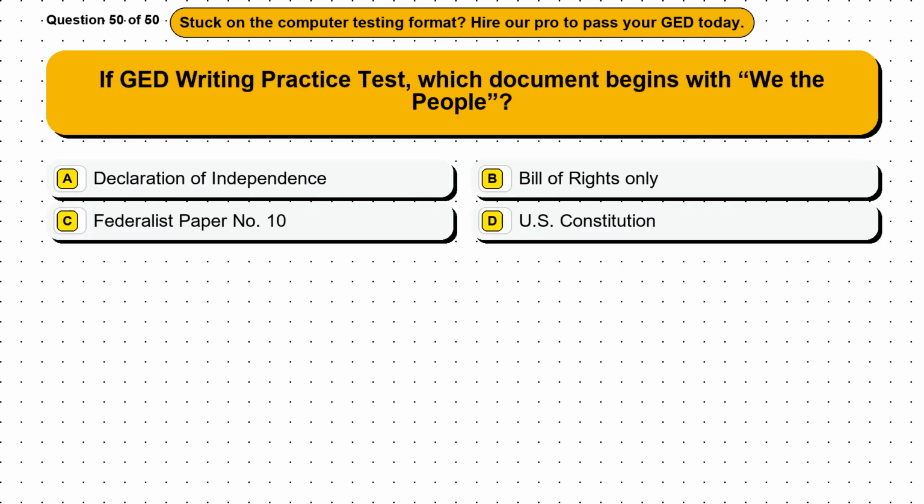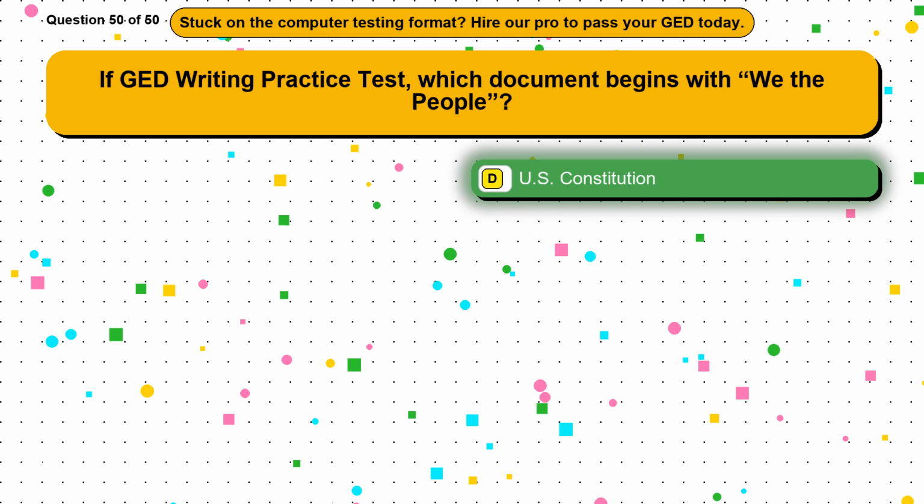Question 50. If GED Writing Practice Test, which document begins with "We the People"? Option A Declaration of Independence. Option B Bill of Rights only. Option C Federalist Paper No. 10. Option D U.S. Constitution. The correct answer is option D.